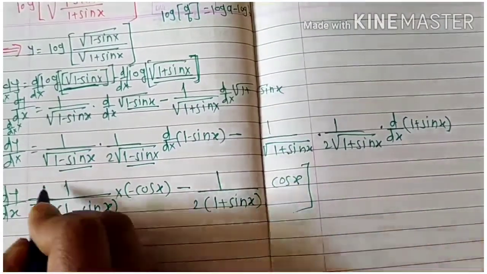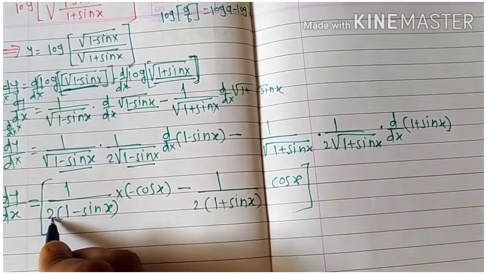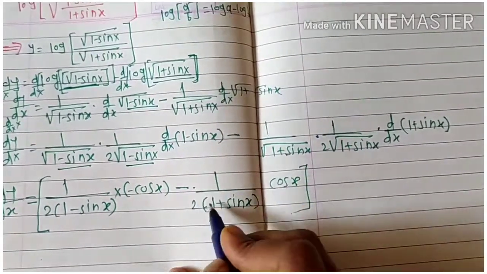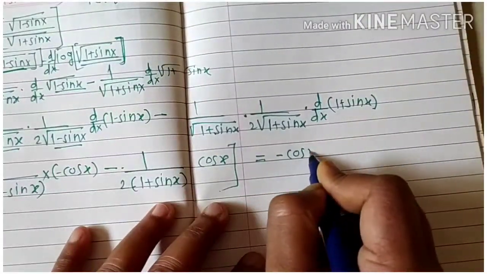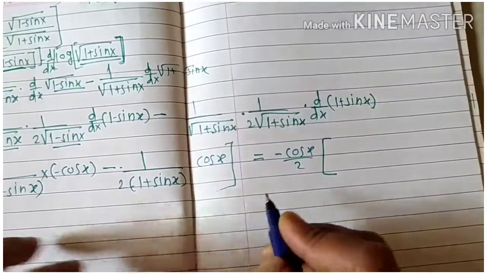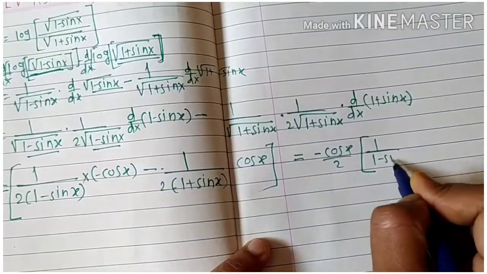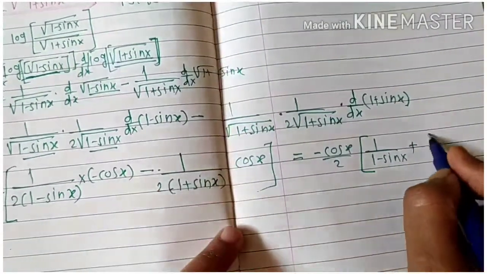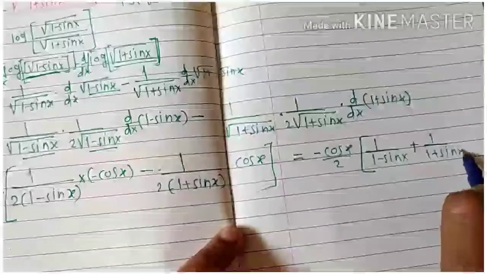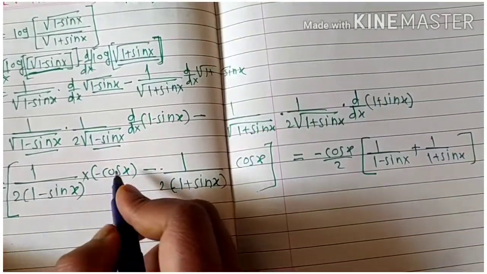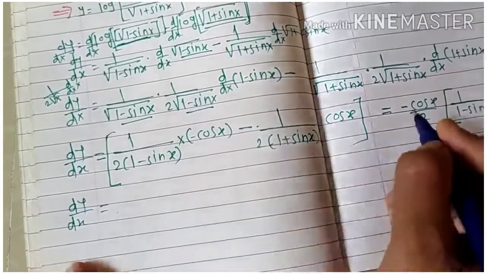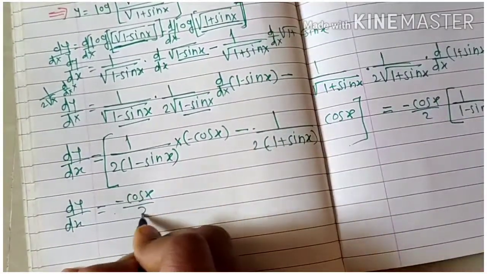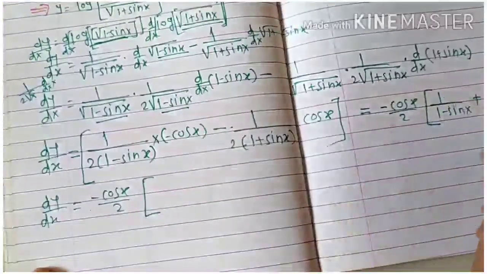Then which one is the common term out of this? Here minus cos x divided by 2, here also minus cos x divided by 2. Then take this outside, minus cos x divided by 2, we take this outside. Then the remaining is 1 upon 1 minus sin x, plus 1 upon 1 plus sin x, that is, after taking minus outside, here is plus, here also plus.